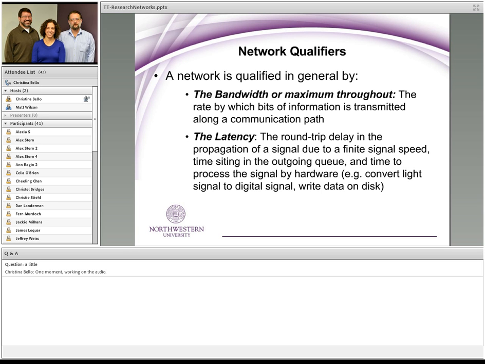Remember, if you have a fiber optic cable, which is effectively glass and light goes through them, you have the speed of light within that medium. There are also other factors that are the delay, time sitting in the queue for those packets to be put on the network and be transported, time to process the signal by hardware. In fact, in most modern hardware, most of the delay comes from that process, that the signal at the end points have to be reprocessed by intervening hardware. For example, convert light signal to digital signal, write the data to the disk.